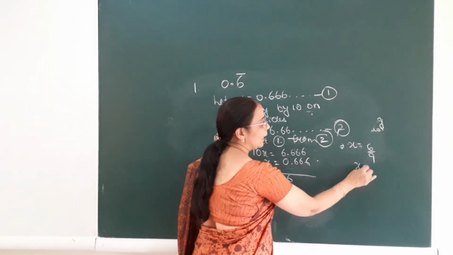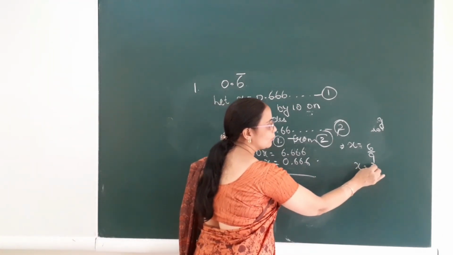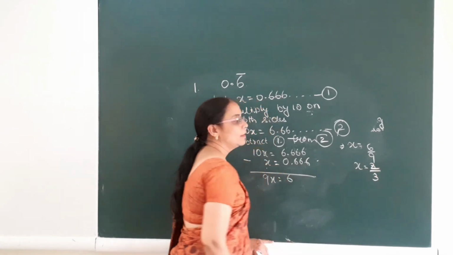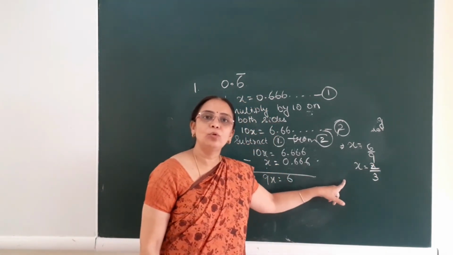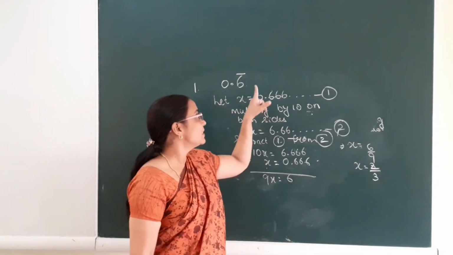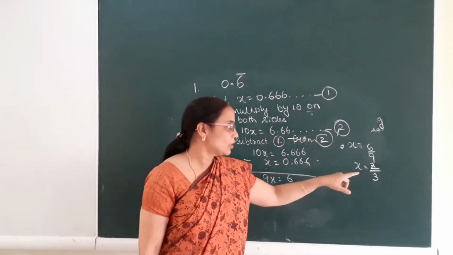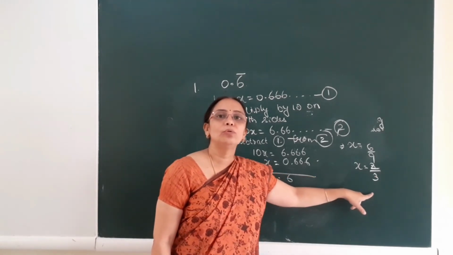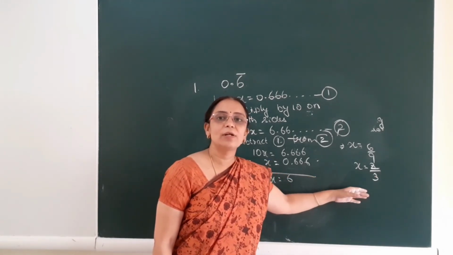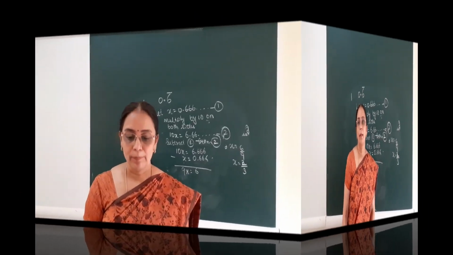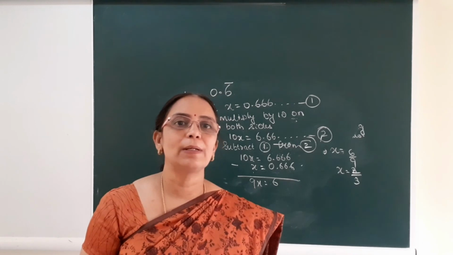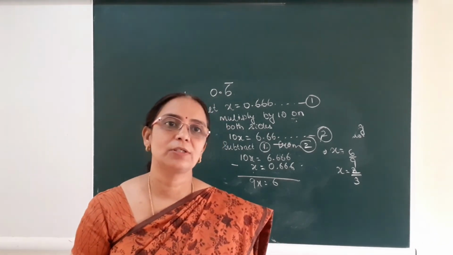What is 6 upon 9? You can get it to the simplest form: 3 twos are 6, 3 threes are 9. So x is equal to 2 by 3. So the recurring decimal expansion 0.6 can be written as x is equal to 2 upon 3, which is a rational number. Now we can go on doing so many problems, so many decimal expansions like this, using this procedure. Thank you.